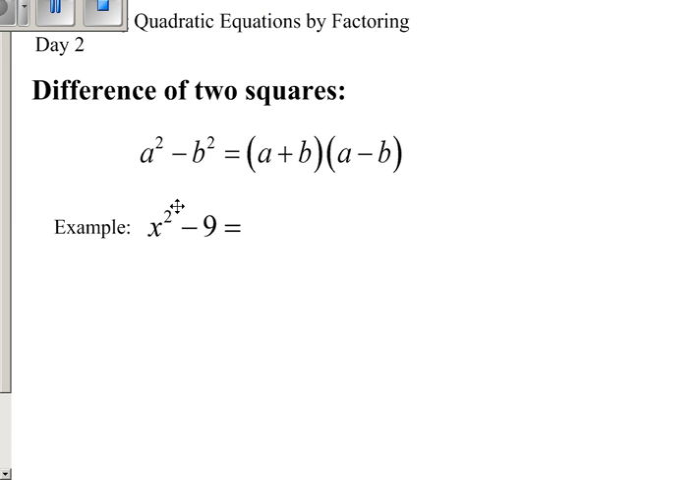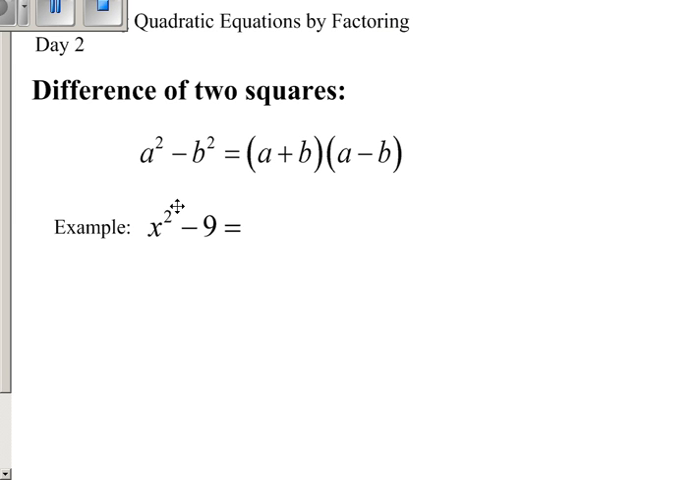So this is section 5.2, solving quadratic equations by factoring, the second day of this. Yesterday we factored using basic factoring, with a equal to 1, or the California method when a was greater than 1. Today we're going to look at special patterns. Can I find a special pattern and factor without having to use the California method or basic factoring?